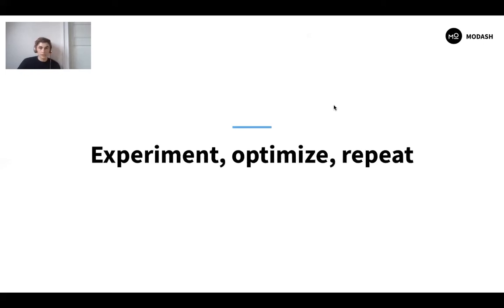Yeah, and then experimenting, optimizing, and repeating the process. So this is a little bit into the scale. The reason that we want to do the paid per conversion is because it scales so well and gives us the ability to optimize over time.